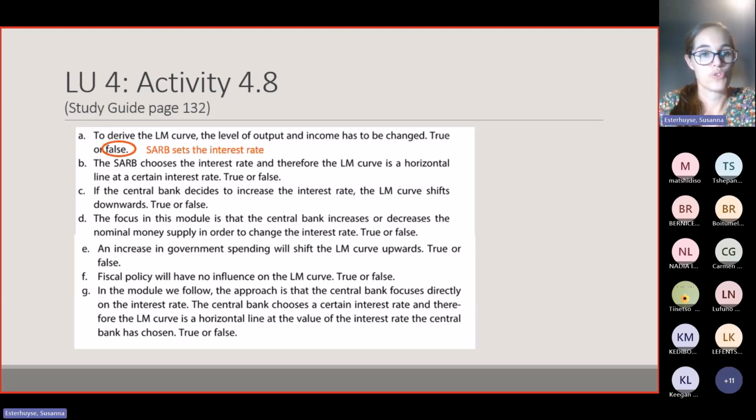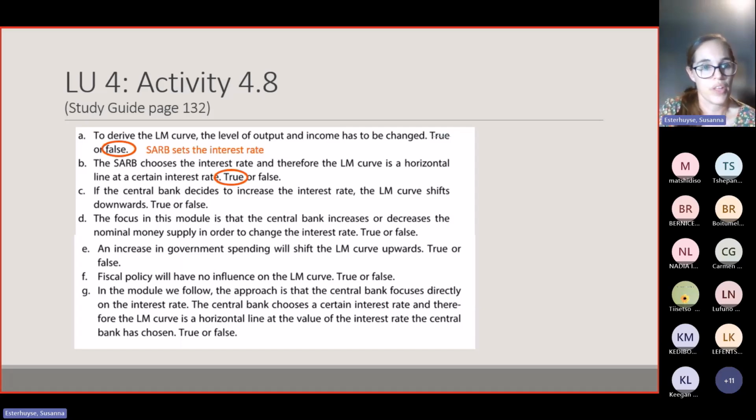And it is, of course, false, because remember we said that in the previous years, they did derive the LM curve based on this approach, but currently we are using your straight line LM curve because the Reserve Bank sets the interest rate for our model. Okay, so the South African Reserve Bank chooses the interest rate, and therefore the LM curve is a horizontal line with a certain interest rate.